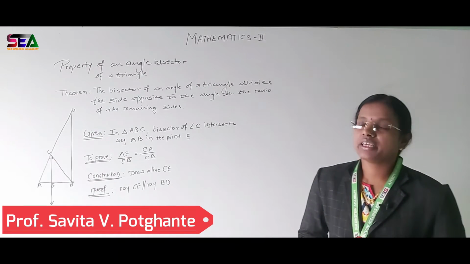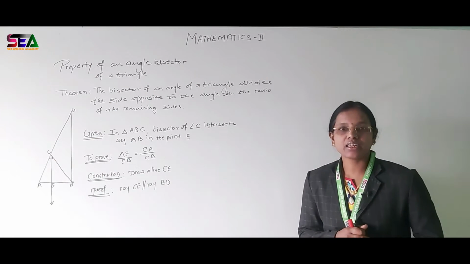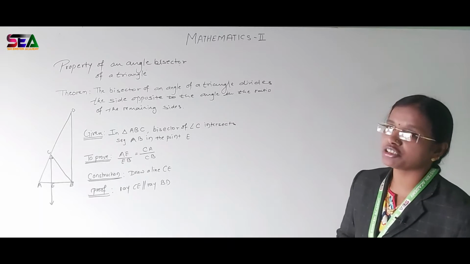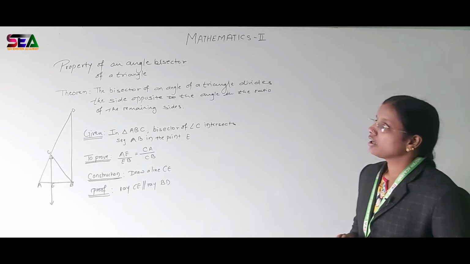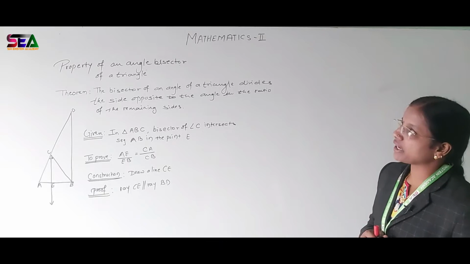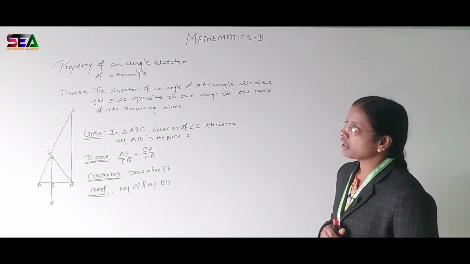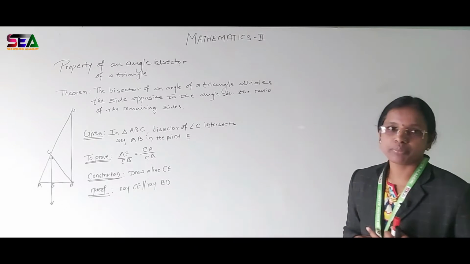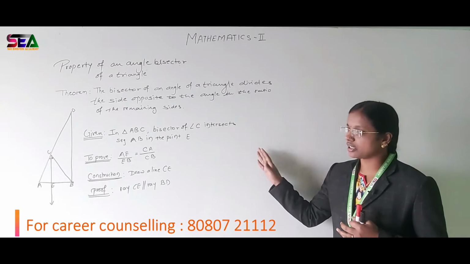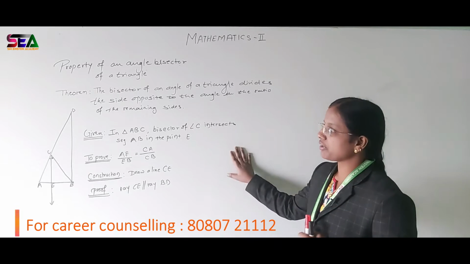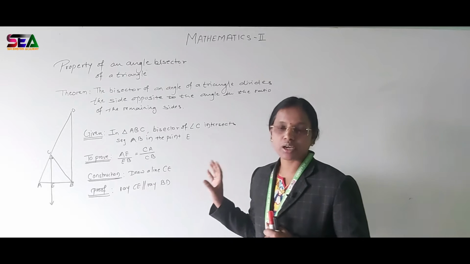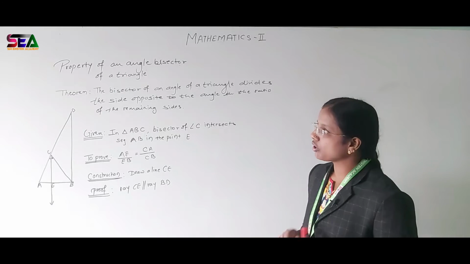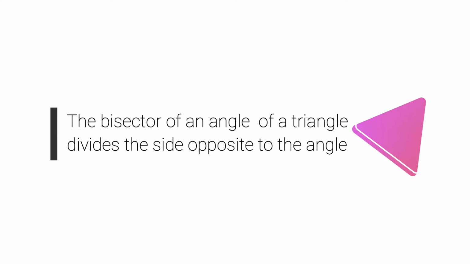Today we are going to study the angle bisector theorem, or angle bisector property, from Mathematics Part 2, Grade 10. Here we are going to study the property of an angle bisector of a triangle in the form of a theorem. In the exam sometimes this theorem will be asked, otherwise only the property or concept we have to use for solving the sums.